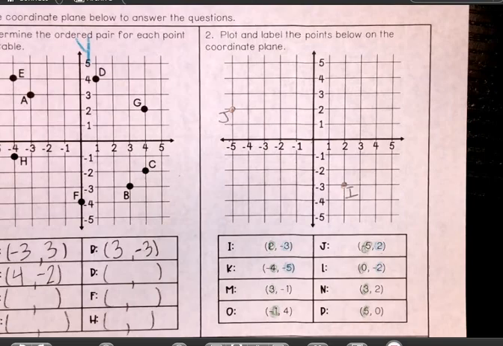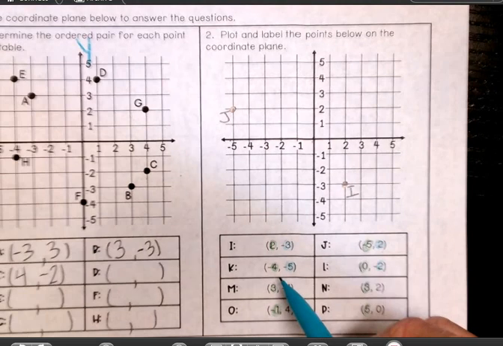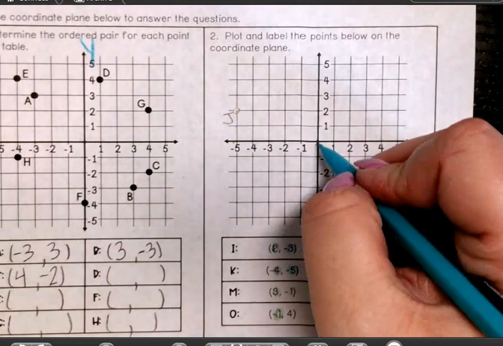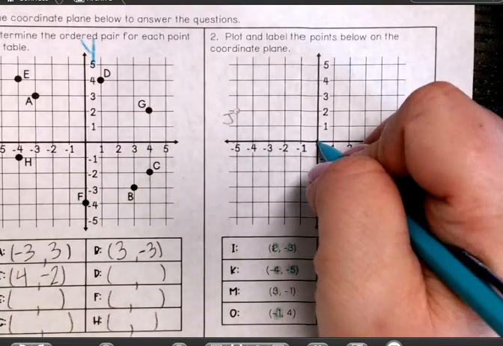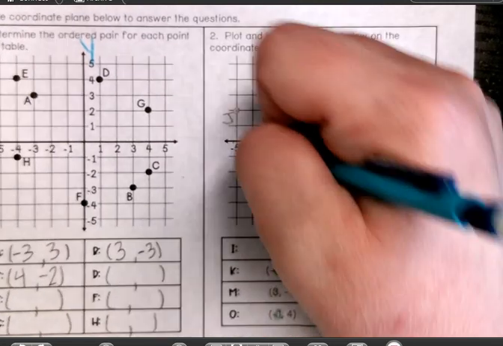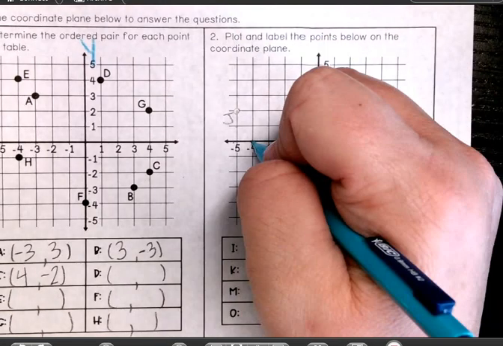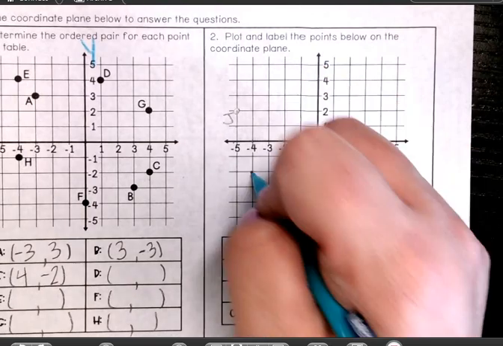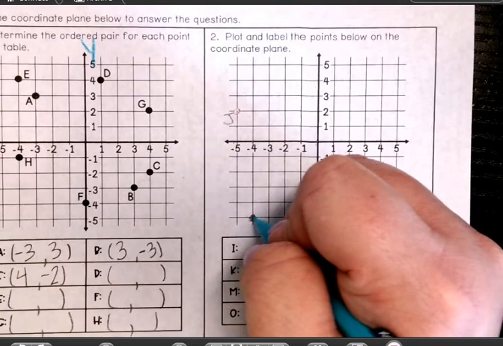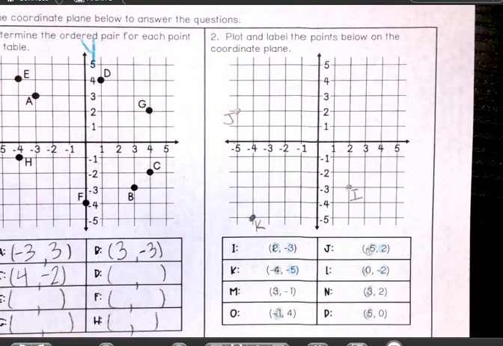Let's do K. Where do I start? Origin. Am I going to move left or right? Left. I'm going to move left to negative 4. And then where do I move? Down. Down to negative 5. Negative 1, negative 2, negative 3, negative 4, negative 5. And what do I label it? Okay. Got it.